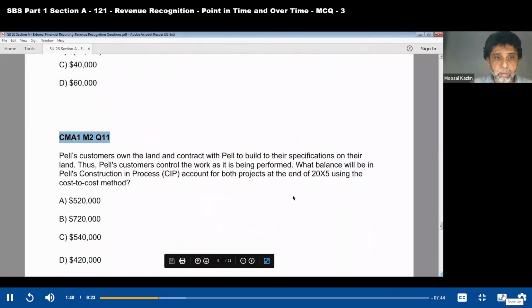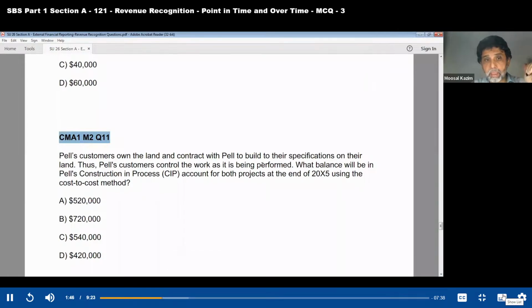He says now that Pell's customers own the land and contract with Pell to build to their specifications on their land. And the customers control the work as it's being performed. So in other words, he's implying that it should be accounted over time. These are the conditions for over time, which I have discussed in the previous videos.